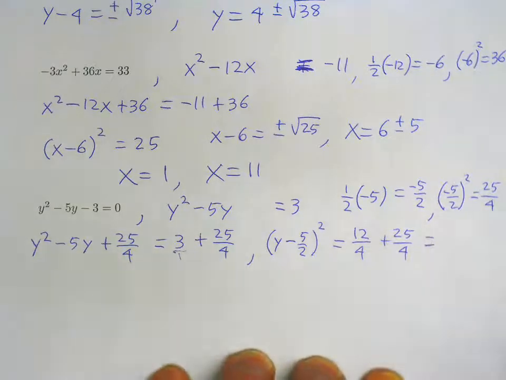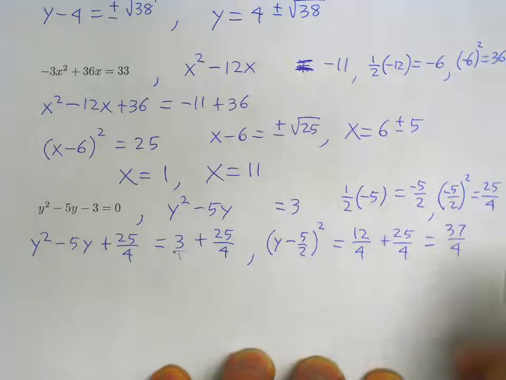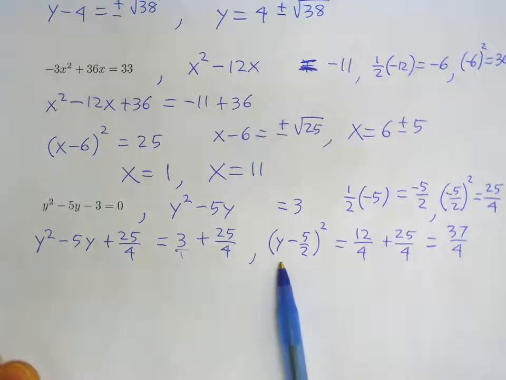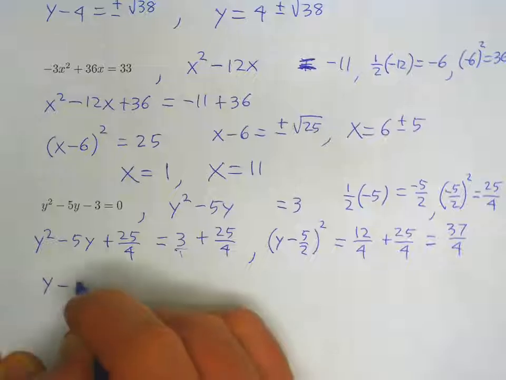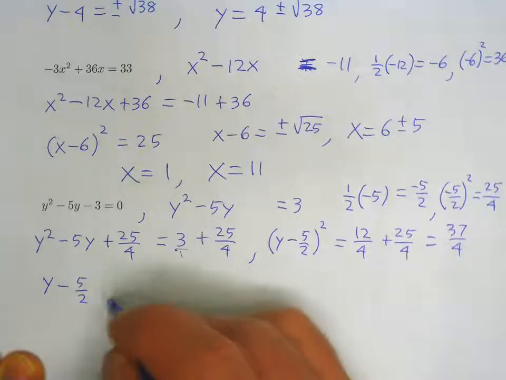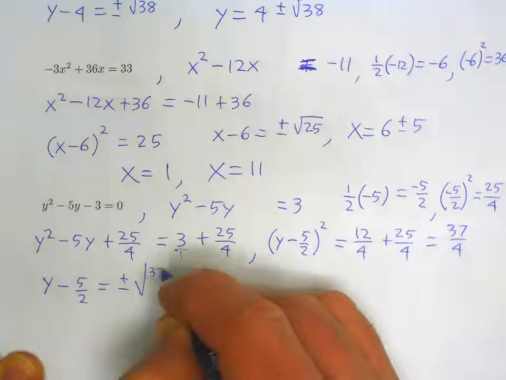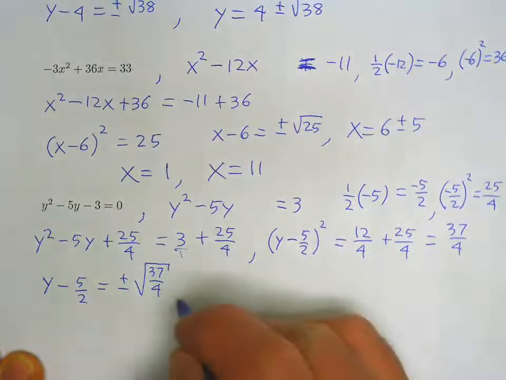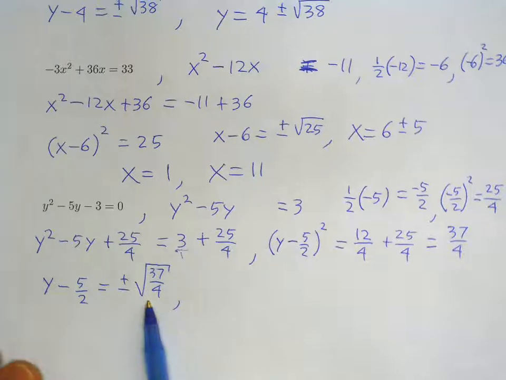So let's go ahead and add those fractions. We get 37/4. Okay, now we can apply the square root property to the binomial y minus 5/2 squared equals 37/4. So we get y minus 5/2 equals positive and negative square root of 37/4. And the square root of 37/4 can be simplified a little bit.